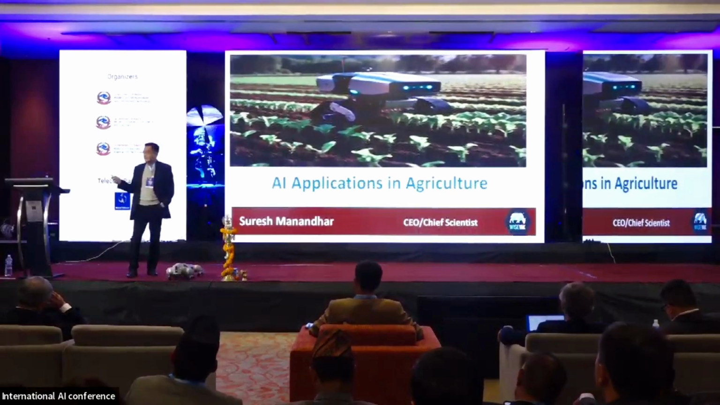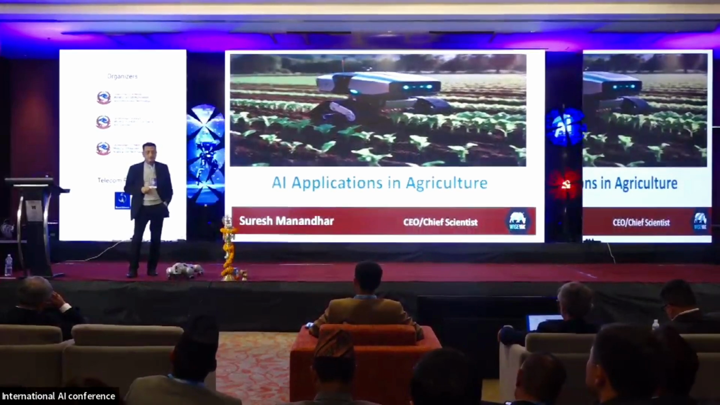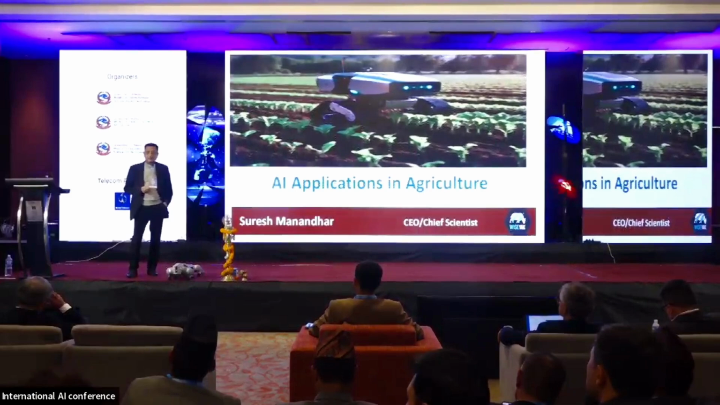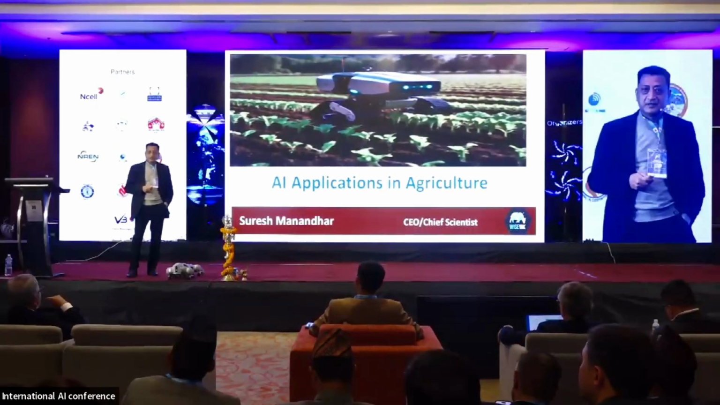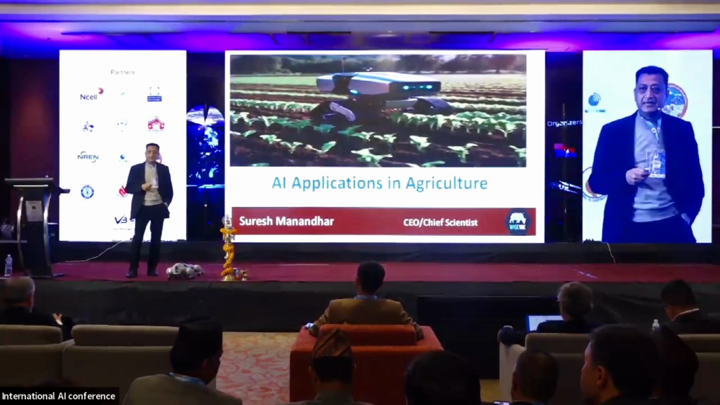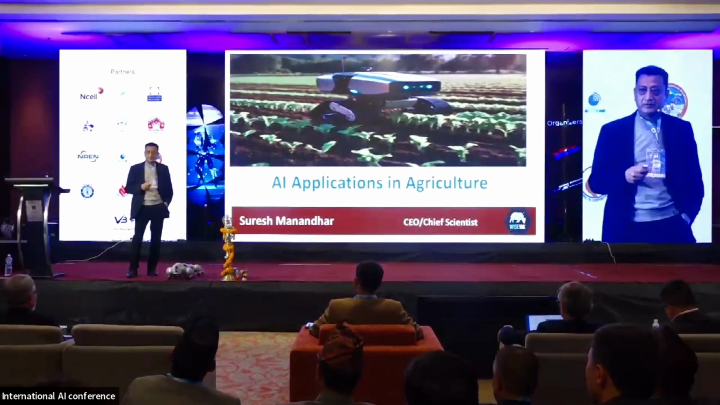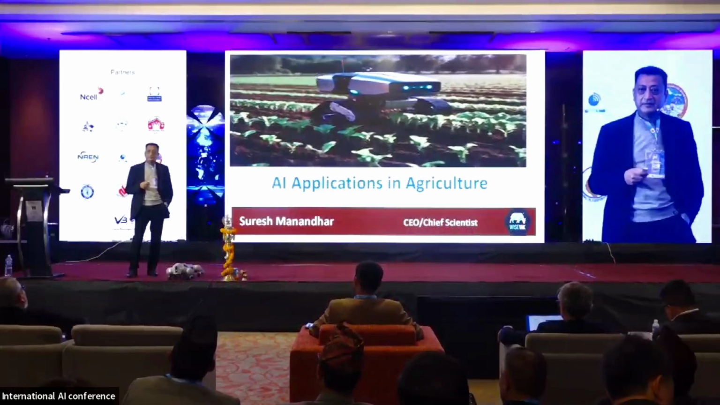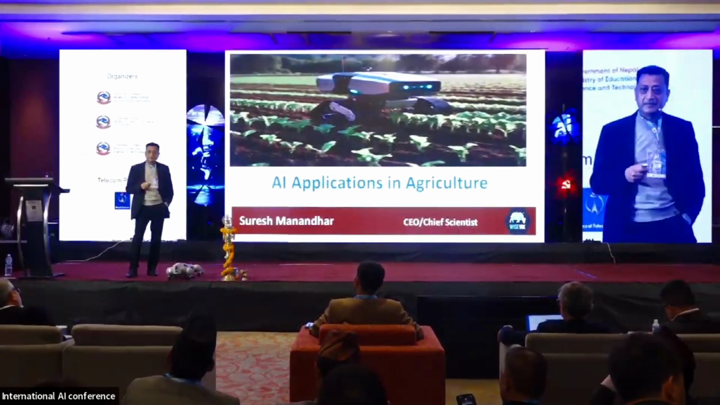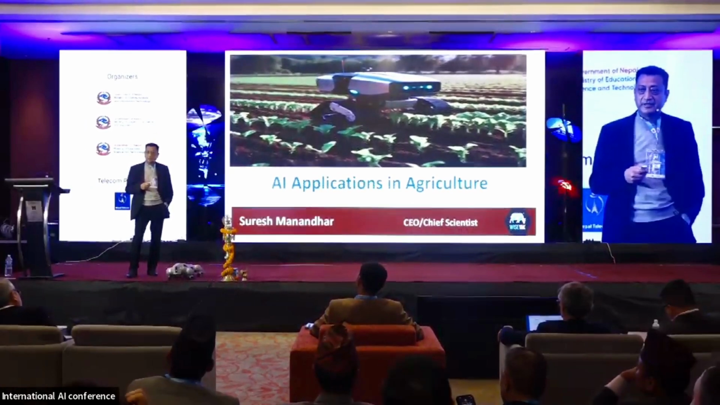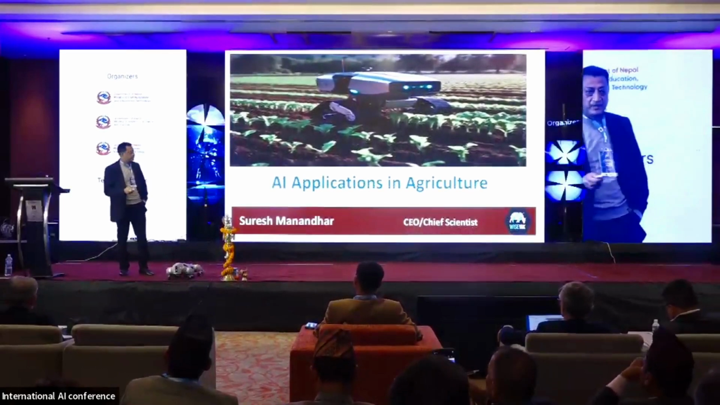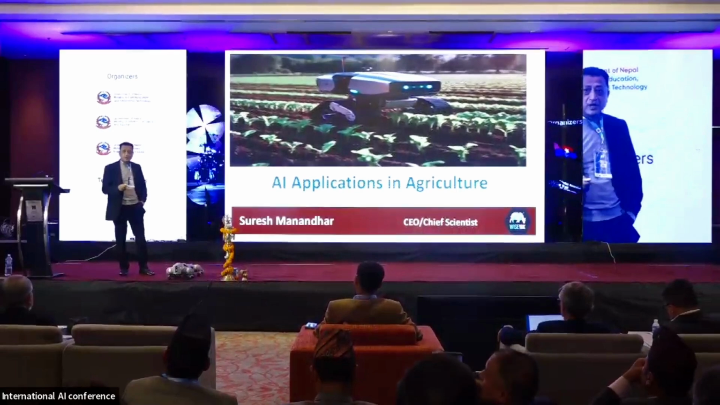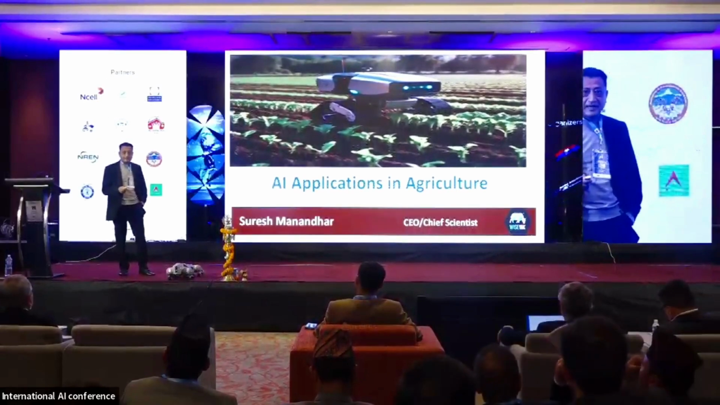I think earlier, the organizers also asked whether AI can be an enabler for Nepal to leapfrog itself. Agriculture could be an important area where this leapfrog can happen. So how can we understand AI in agriculture?